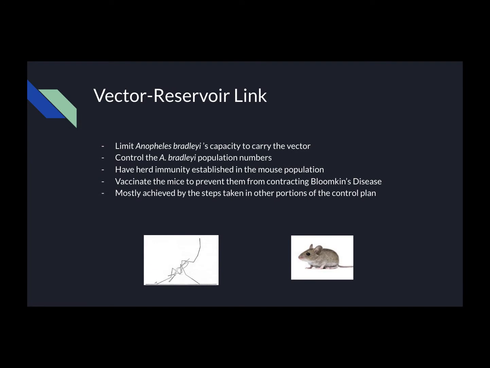The vector reservoir link. This link is already being broken by some other steps in the control program. Those steps include changing the Anopheles bradleyi genome so that they cannot hold the bacterium Proteus meningitis, controlling the Anopheles bradleyi population, and establishing herd immunity among the mice species. Also, this is controlled by limiting the interactions between humans, mice, and mosquitoes.